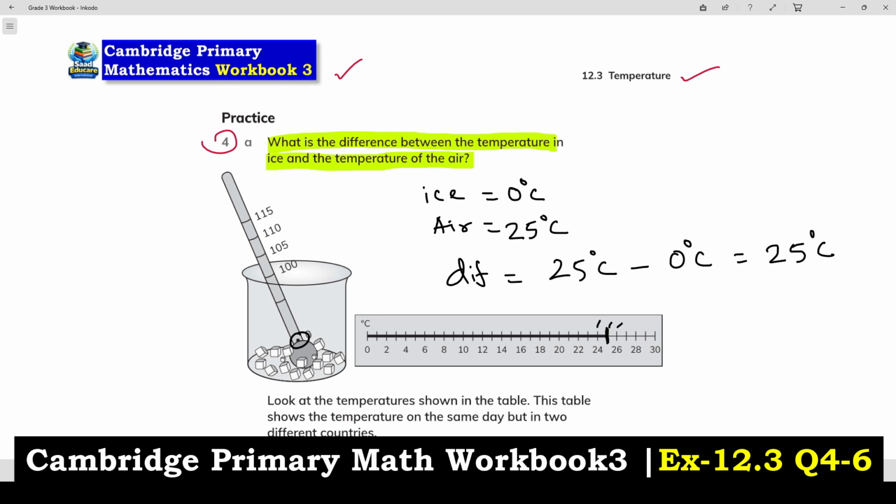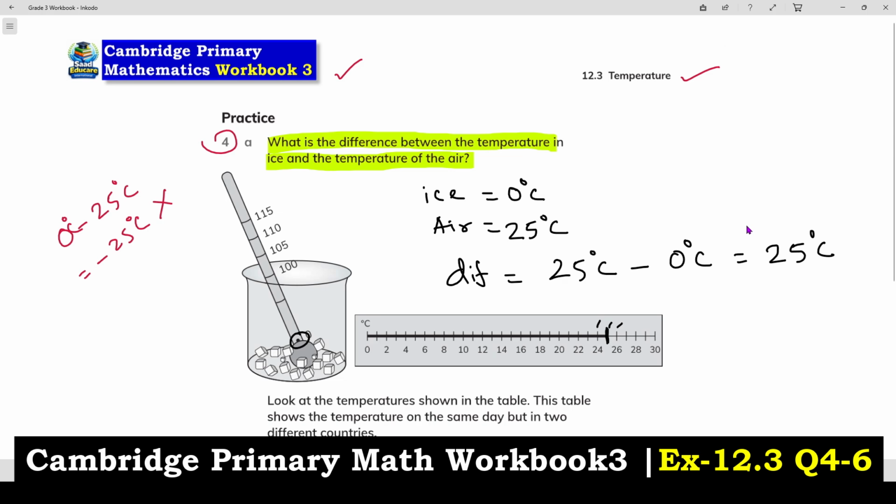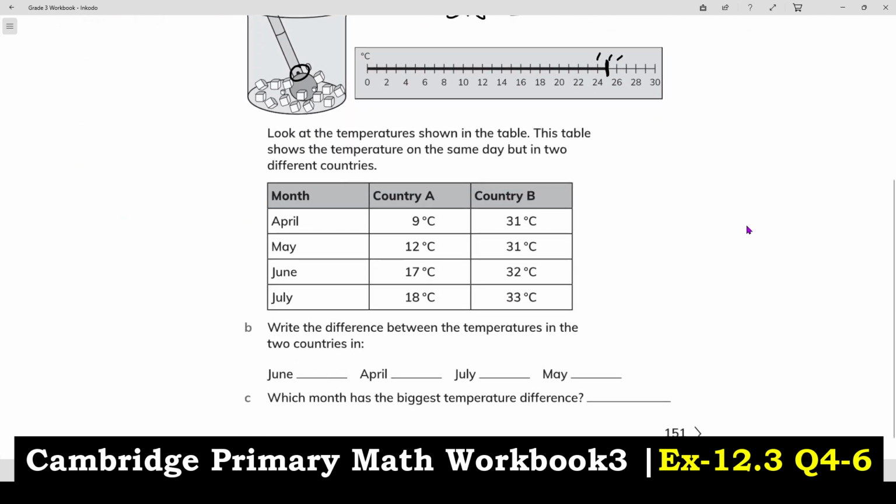But here is one problem: if anybody makes the difference like 0 degrees Celsius minus 25 degrees Celsius, it becomes minus 25 degrees Celsius, so it's wrong. Okay, so be careful about this one. Next question, we are in question 4. Now we will start question 4b.